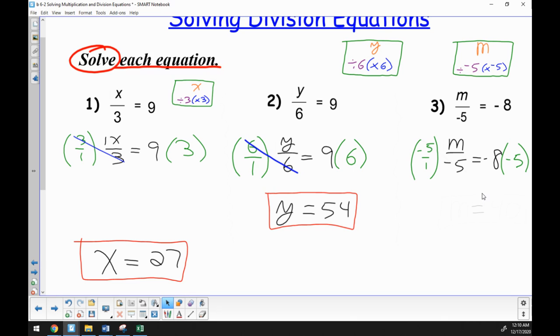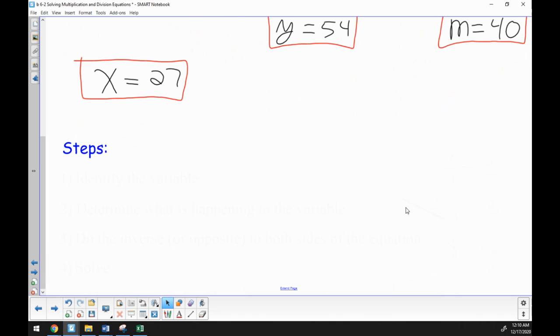On the left side of the equal sign, the -5's cancel out. They're inverses. It's what they do. And then 1 times m is m. On the right side, 8 times 5 is 40. The signs are the same. The answer is positive 40. So let's review how to do these problems, or how to solve division equations.